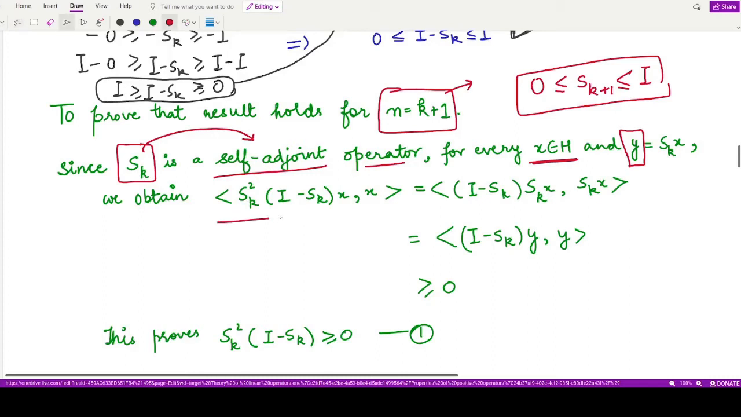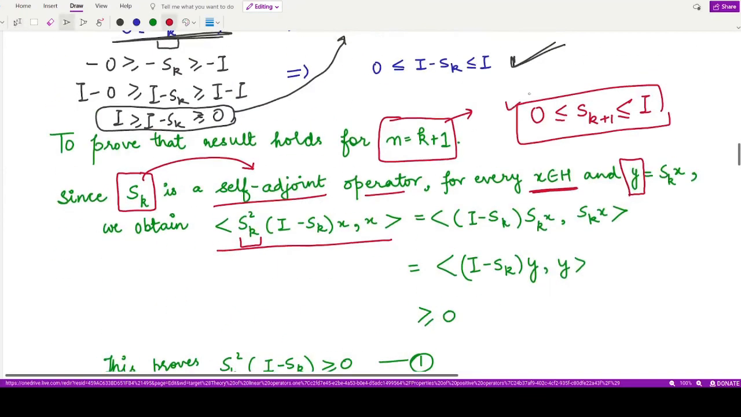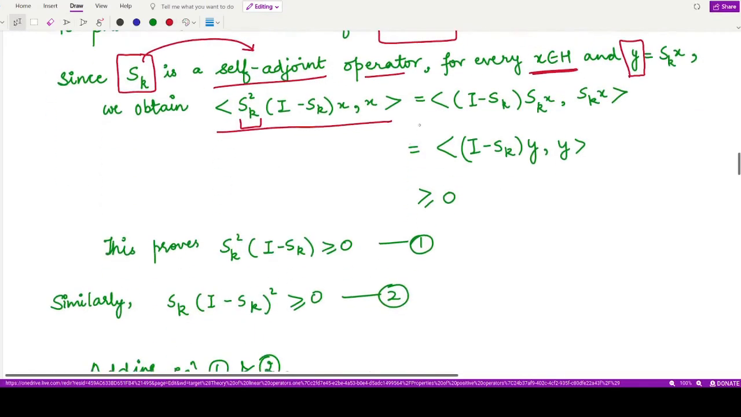So here we may take the inner product of S_k squared multiplied with (identity operator minus S_k) applied to x, with x. Now why are we doing this? Because we'll be using all these relations further in order to prove our main result. Okay, so let's see how this works. First of all, we are taking this inner product here.